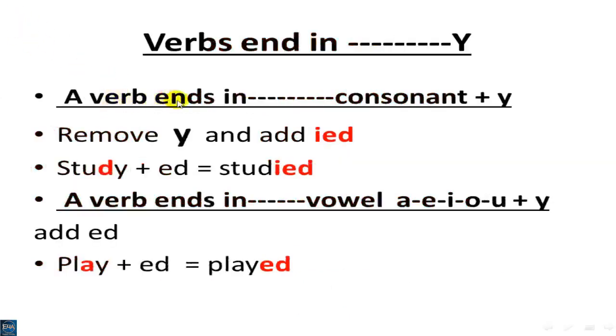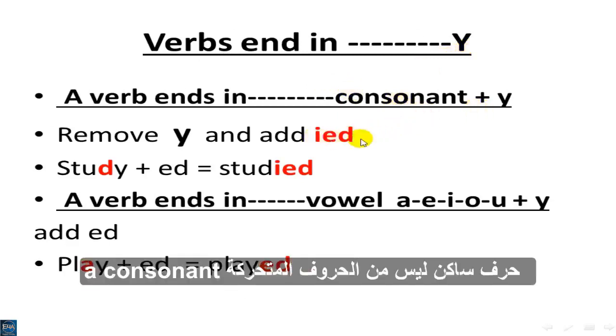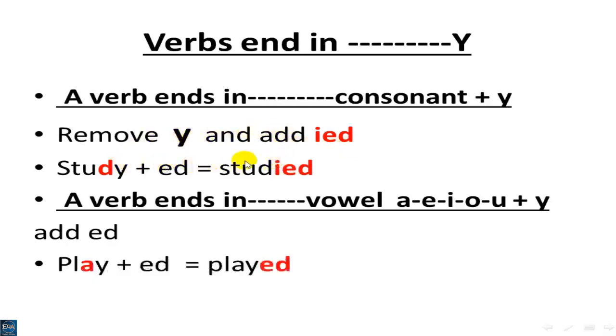If the verb ends in Y, what should we do? If you have a consonant before the Y, you should add I-E-D. Study, Y, plus E-D, studied. Cross out the Y, remove Y, and put I-E-D. Remove Y and add I-E-D. So study becomes studied. Because there is a consonant: B, C, D, F, G, H, J. So a consonant is any letter, but not a vowel A, E, I, O, U. Study, studied.